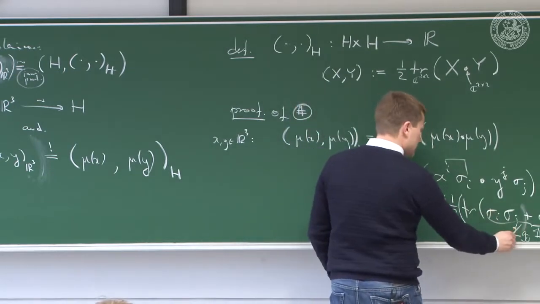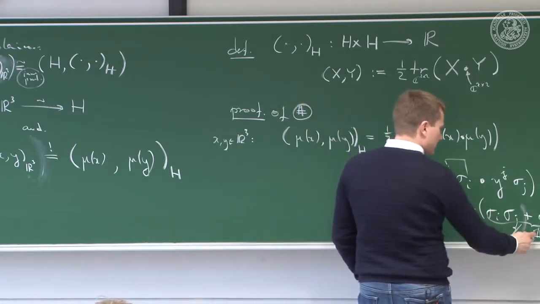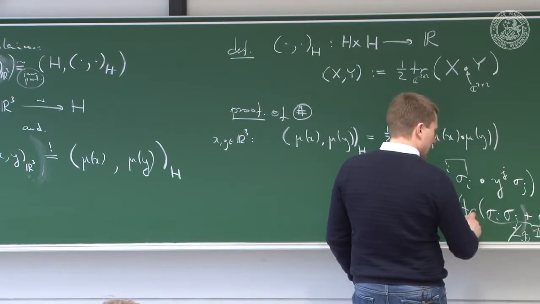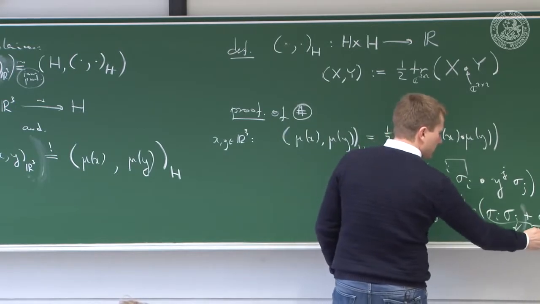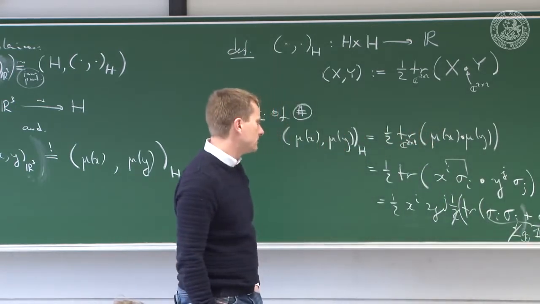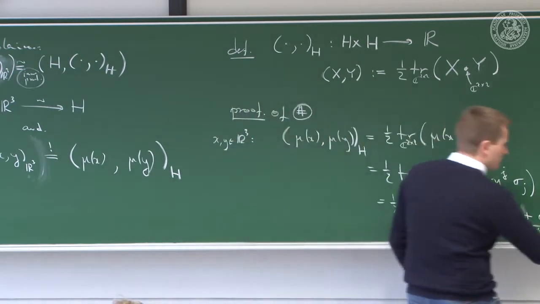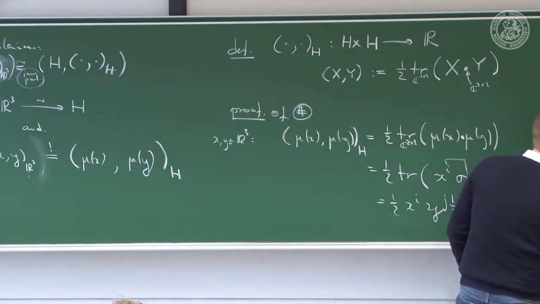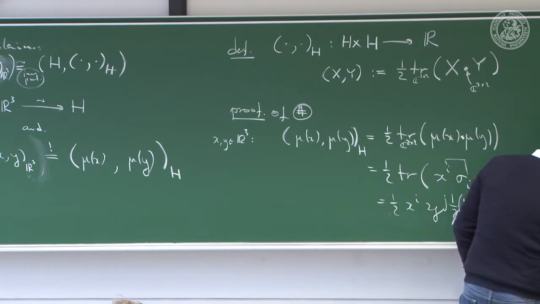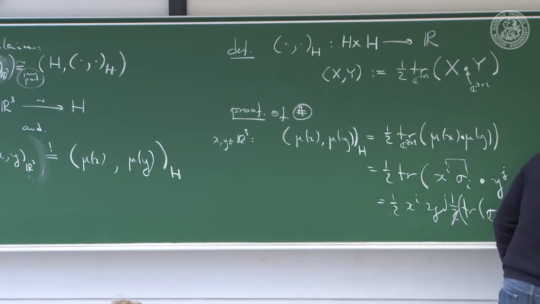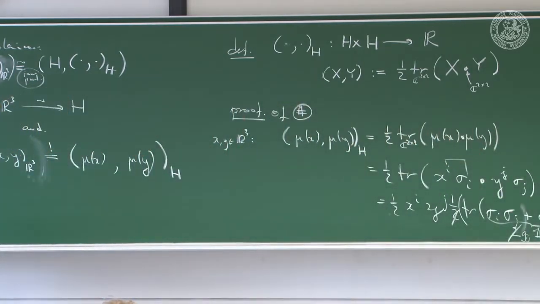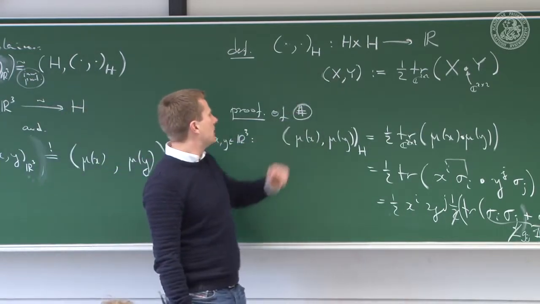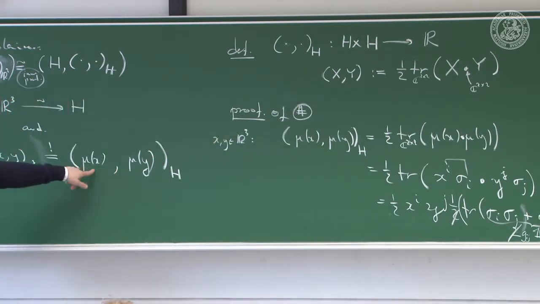This 2, because the trace is linear, goes against this 2, the trace and the gij jumps out, and then there's another trace over this complex matrix here, and that goes against this one. So what we end up with is xi, yj, gij, and that's precisely what we defined to be the standard inner product on R3. Okay? So yes, indeed, this inner product is the same as this one under this isomorphism mu.